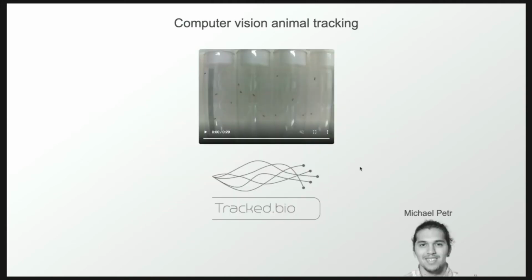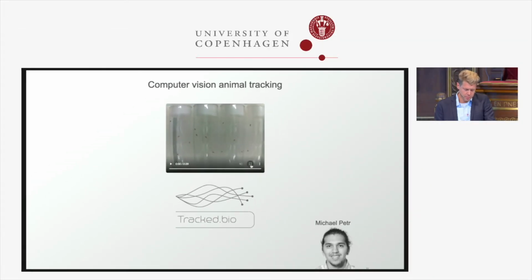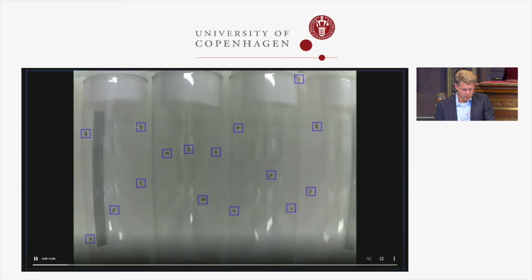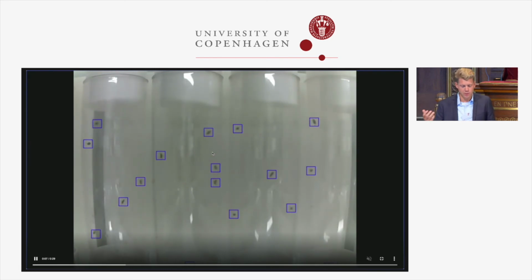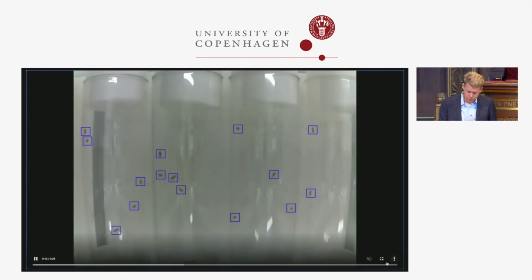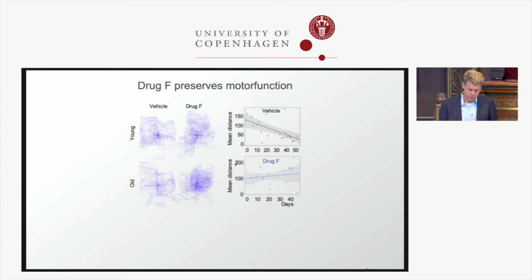So what do they do in animals? To do this, we turn to Michael Peter, another PhD student in the lab, who is starting up a company called Track Bio, where we can actually measure these things in live animals. Here we're using flies, but we can also do it in mice. And so we've trained a neural network to be able to recognize flies and track them over time. And that means that we can actually count the flies, figure out how their motor function is and their behavioral interactions are. And so using this approach, we get data like this.